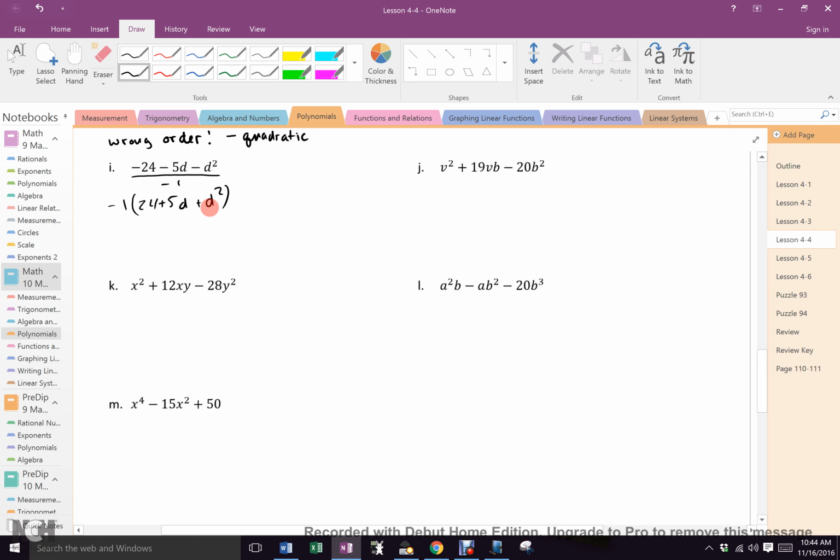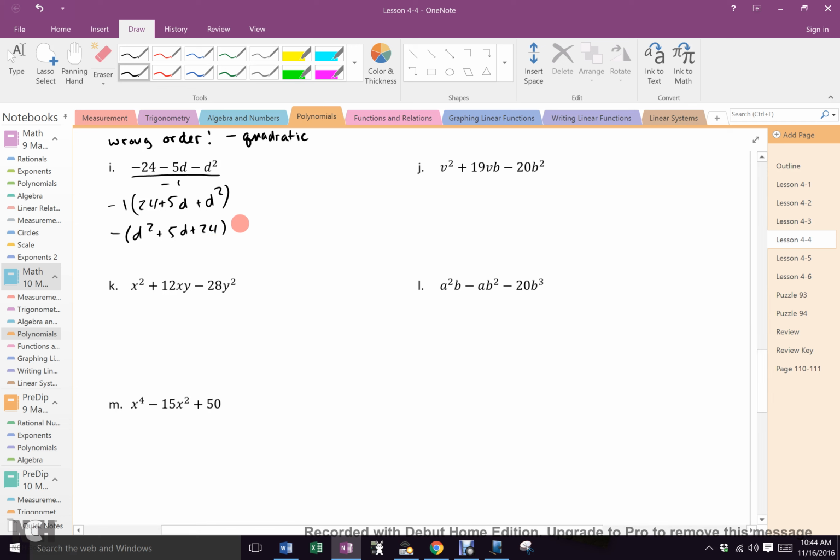Now, will order matter now? Everything's positive, right? So I could rewrite this as negative, because we don't write 1, d squared plus 5d plus 24, correct? Is everyone happy with what I've done there? Have I taken care of the negative that we didn't like? Yep. Have I taken care of the order that we didn't like? Yep. So now, let's see if we can factor it.